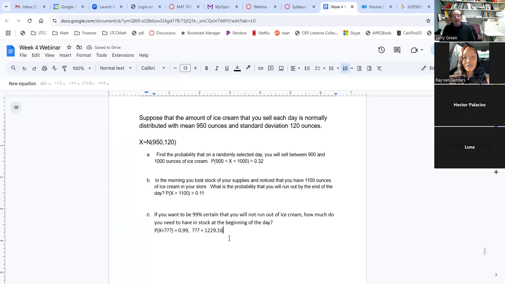So that means you need to make sure that you have 1,229.16 ounces of ice cream. Okay. It's very important, by the way, in business to get these things right, because if you get it wrong and you run out of ice cream, actually, that's really bad for your business.